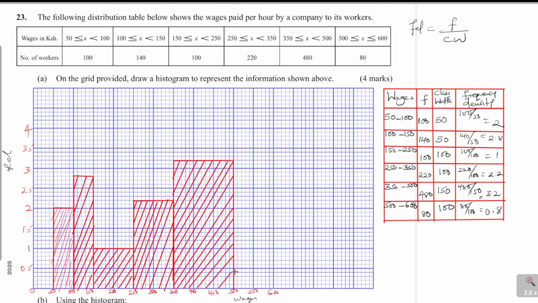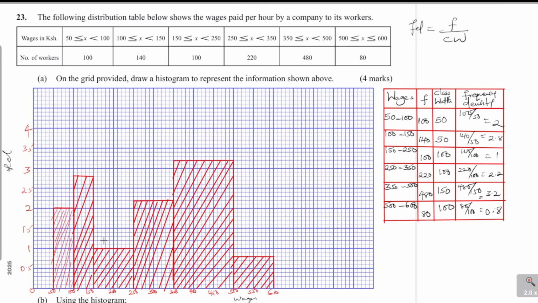The next one, which is the last one, 500 to 600, is 0.8. So that one goes up to the end, 600, like that, and then you can shade. So that is the histogram, not a frequency polygon. This one is a histogram.